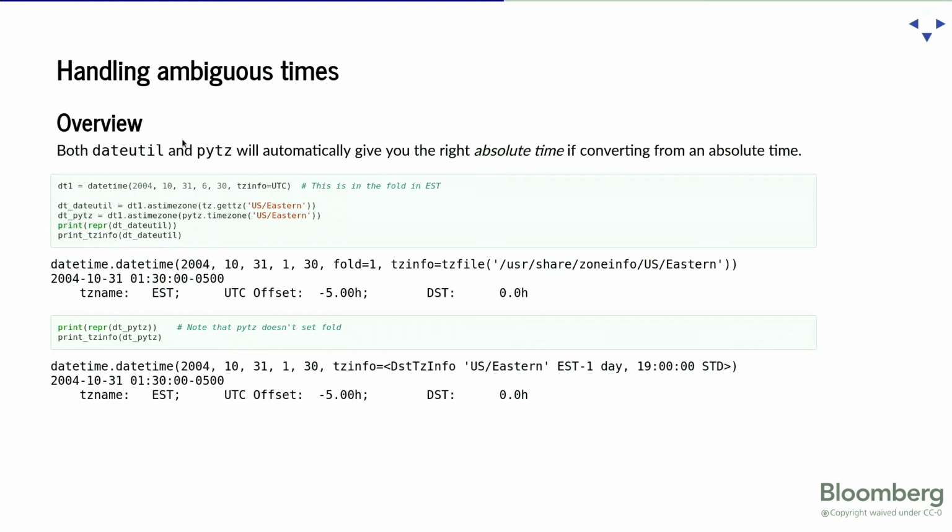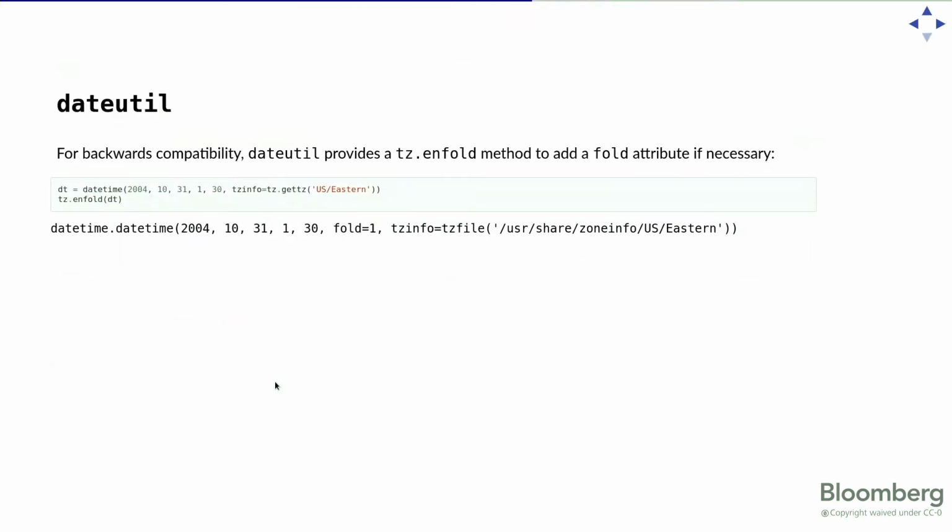So if you use .astimezone, both of them will correctly attach the right time zone. dateutil will set the fold attribute to 1 if you're in the fold. pytz will not set the fold attribute to 1 because pytz predates this whole fold thing, and their model doesn't require the use of fold. Whether they should still set it, I don't know, but that's just one thing that you'll notice.